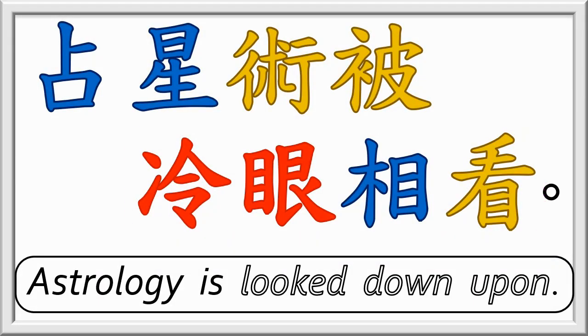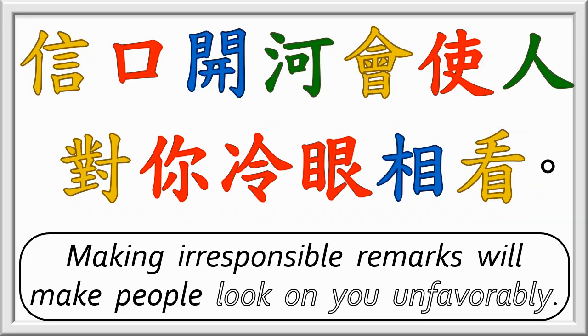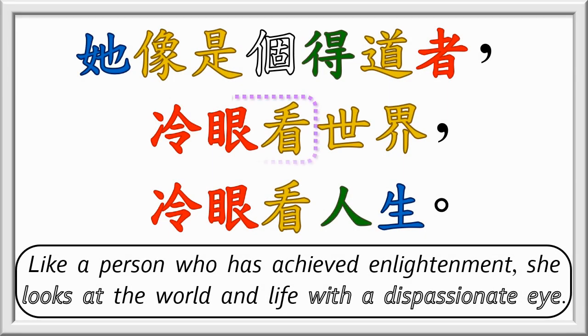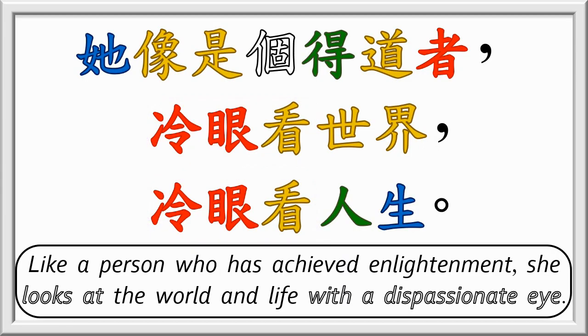冷眼相看 means to look coldly, unfavorably, or unemotionally upon something. 占星术被冷眼相看。Astrology is looked down upon. 信口开河会使人对你冷眼相看。Making irresponsible remarks will make people look on you unfavorably. 他像是个得道者，冷眼看世界，冷眼看人生。Like a person who has achieved enlightenment, she looks at the world and life with a dispassionate eye.